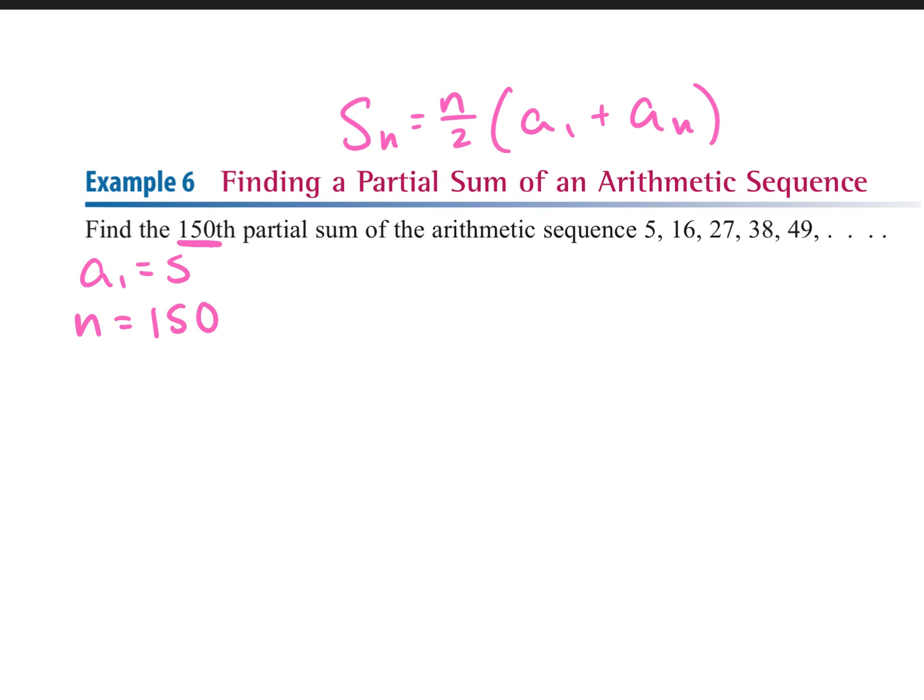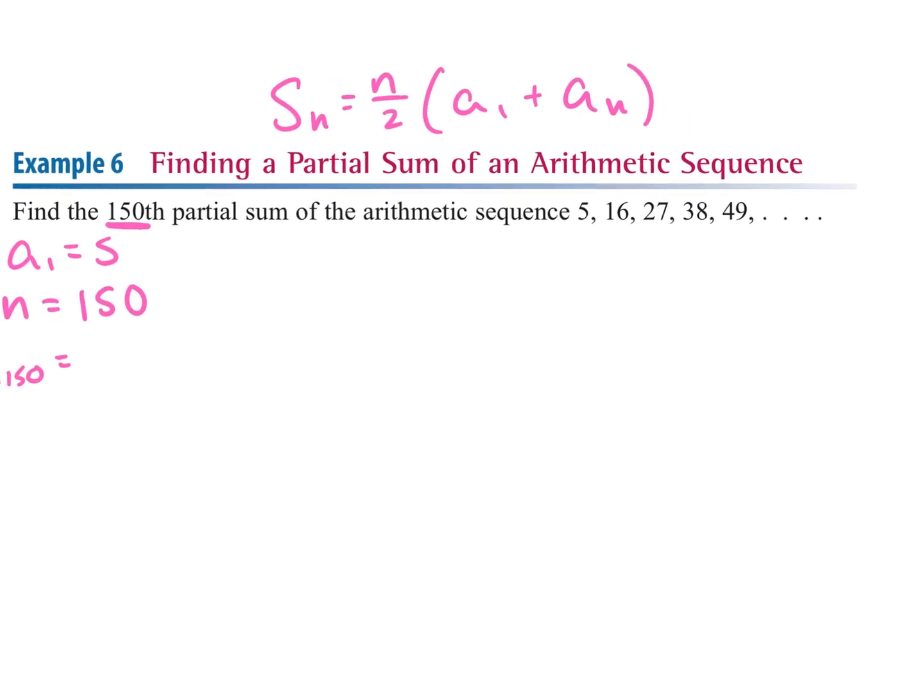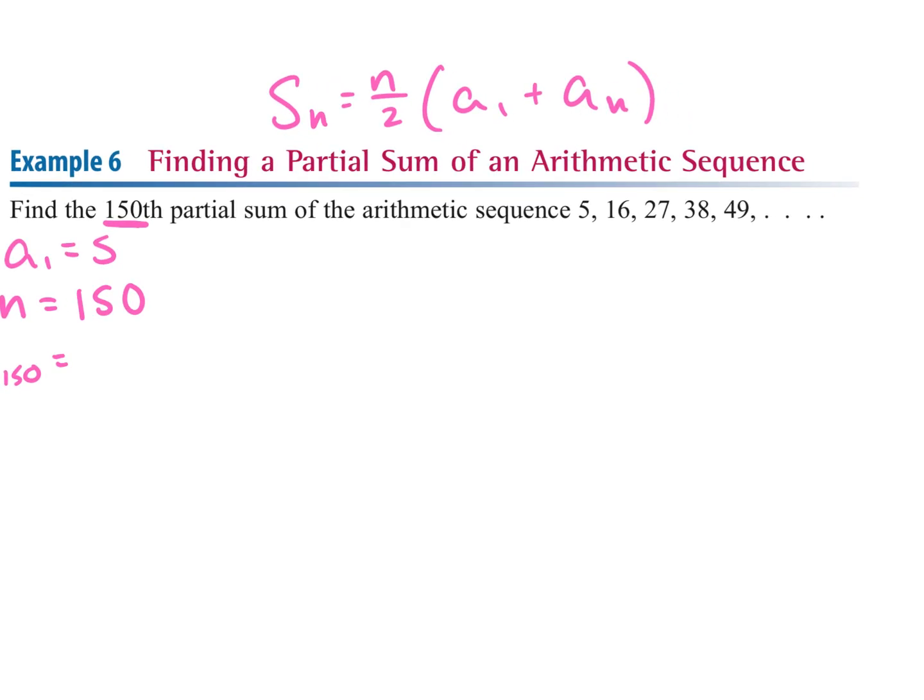So n is 150. Do I know what a sub n is? No, I'm looking for my 150th term. I don't know what that is. So how do you think I can find the 150th term? I have to figure out what my equation for this sequence is. So what am I doing to go from one number to the next? Adding 9. So my formula is a sub n is equal to dn plus a sub 0.